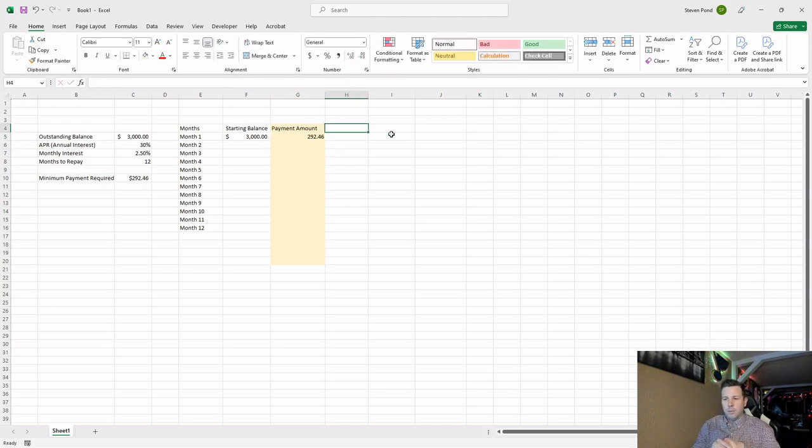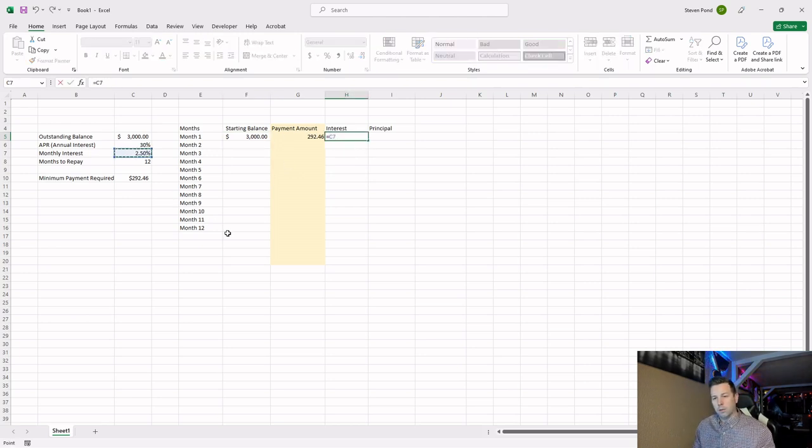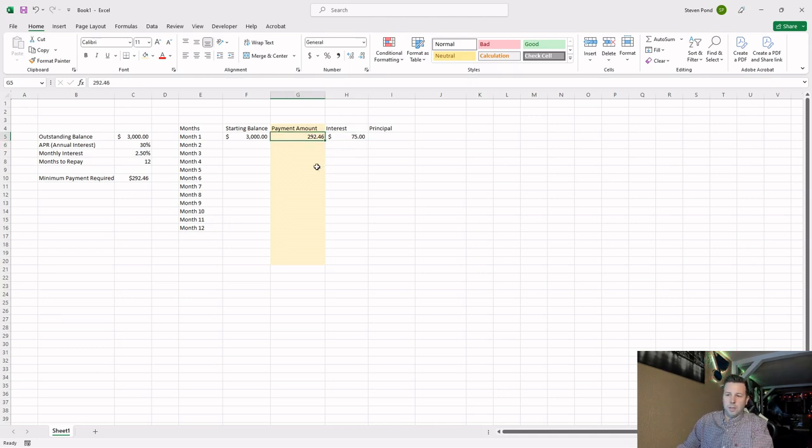Now we have to know how much of this is going to go towards interest and how much is going to go towards principal. Interest compounds every month. There's no getting around it. It's always going to be a fixed rate, and it's going to calculate on the outstanding balance. Whatever your starting balance is at the start of the month, that's what interest accrues off of. In this case, it's $3,000. So we just take our monthly interest, which is 2.5%, multiply that by our starting balance, and that's how much goes to interest. So of this $292.46, $75 immediately goes towards interest. You never get it back.